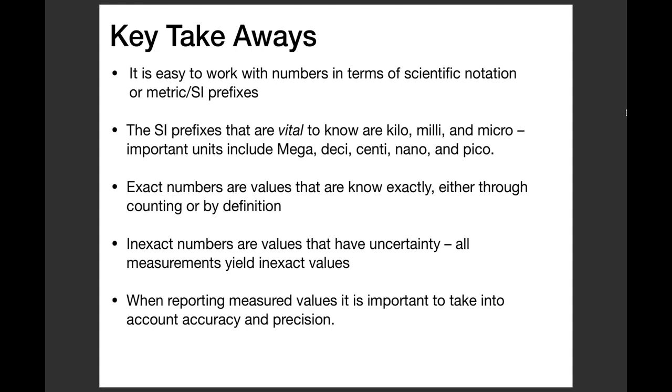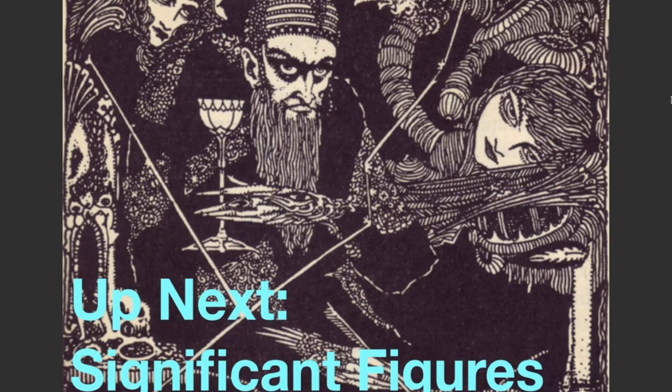Exact numbers are numbers whose values are known exactly. Inexact numbers, on the other hand, have some uncertainty on them. All measurements will yield inexact numbers. When reporting measured values, it is important to take into account accuracy and precision. This will become important when we start talking about significant figures in the next video. So, as I alluded to, the next video will cover significant figures and how to perform operations using them.